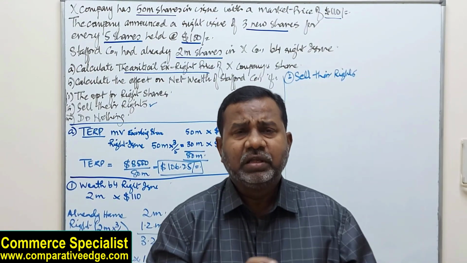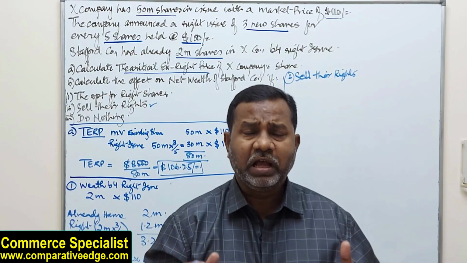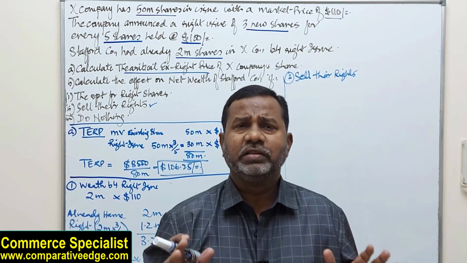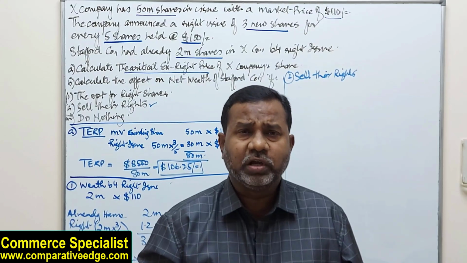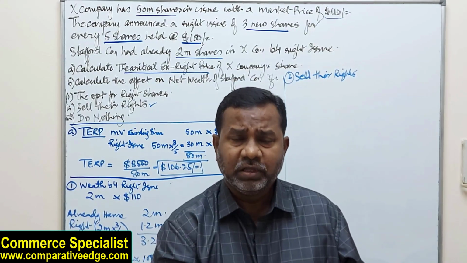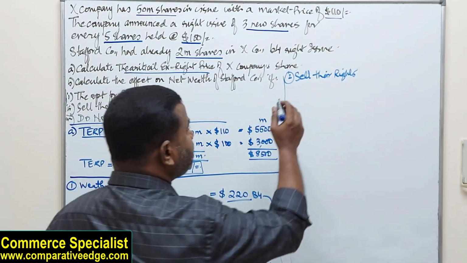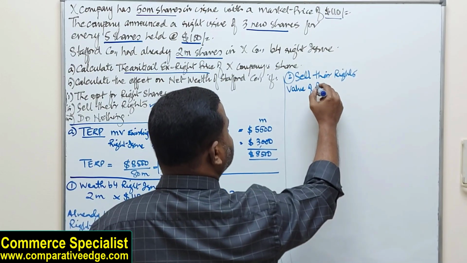Number 2, if they sell their rights. Selling rights means that whatever preferential right they have, they are selling it to others. They are not buying the shares, but their right, because it is their right to buy the shares. This right they are selling. So this means that there is some value of the right. So first we find the value of rights.